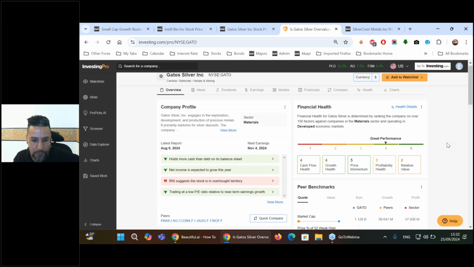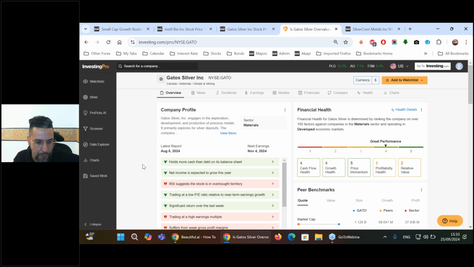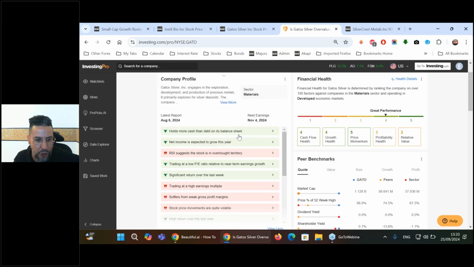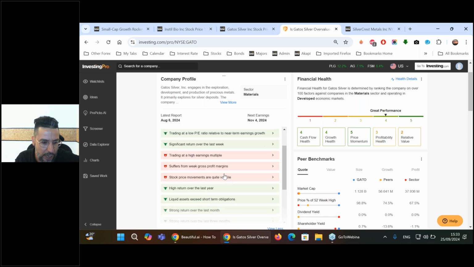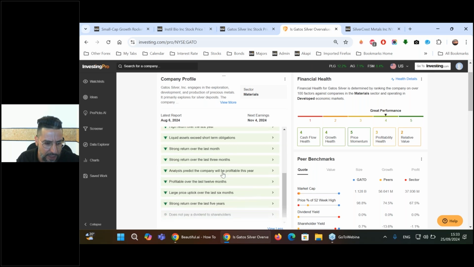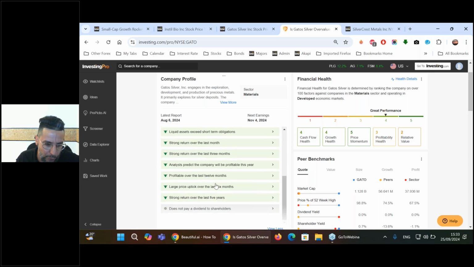Let me see some of the pro tips that show up here. So obviously the balance sheet is strong, it trades at a low PE ratio, and of course, it looks like the higher earnings and weak gross profit margins might be hurting the stock. But overall, I see more green than red, more bullish tailwinds.